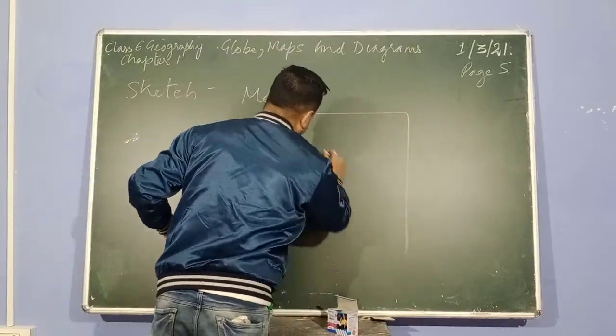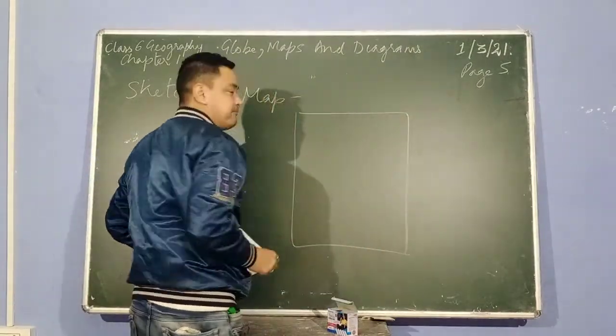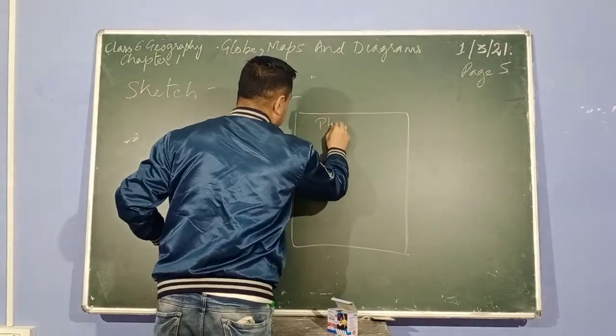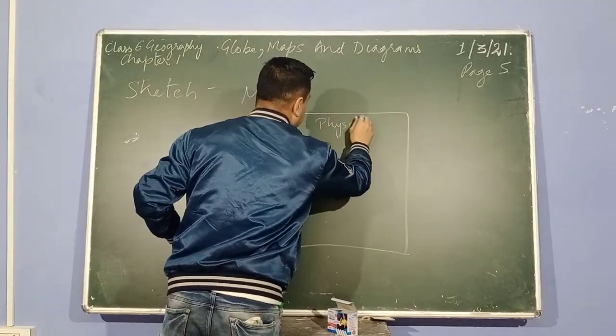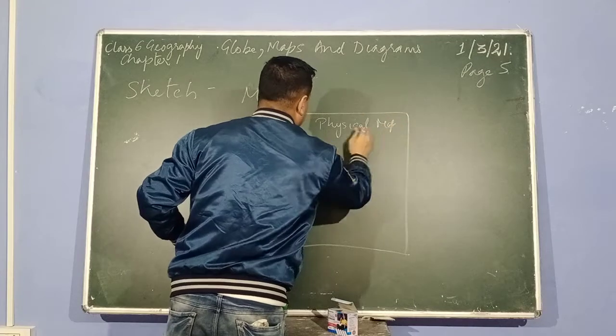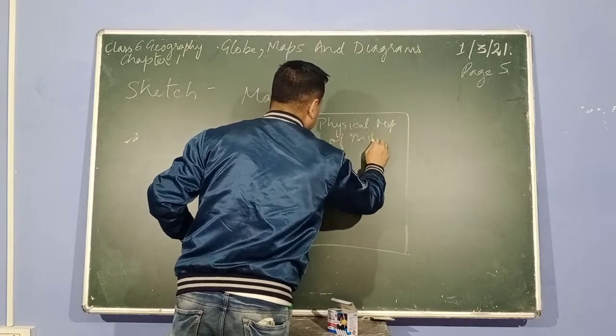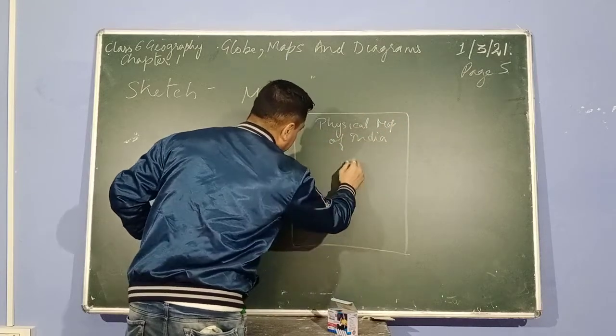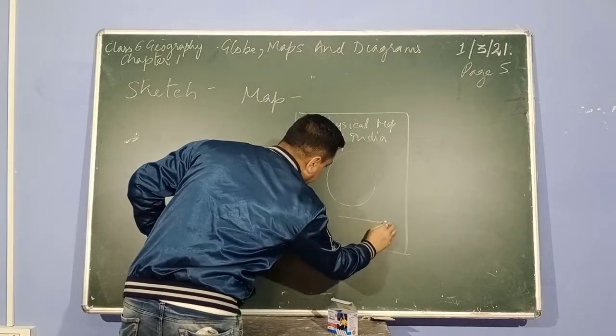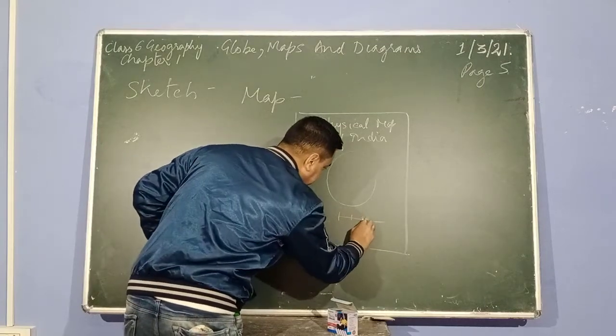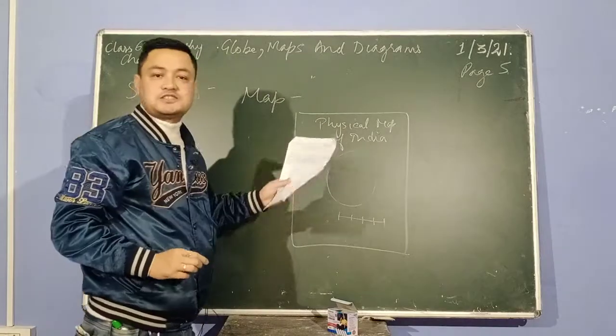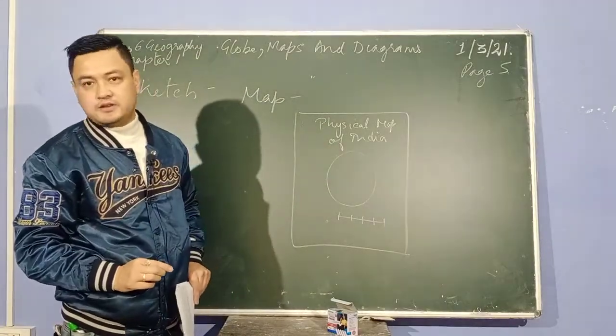If you find a map in an atlas, let's take for example, this is the physical map of India. In the physical map of India, below the map you have a scale. The scale is that which I taught you last time, isn't that so? In the class.